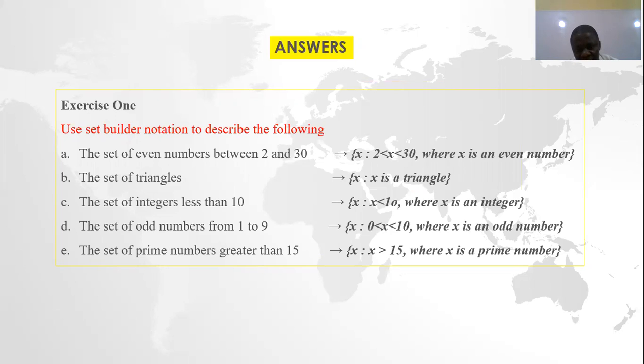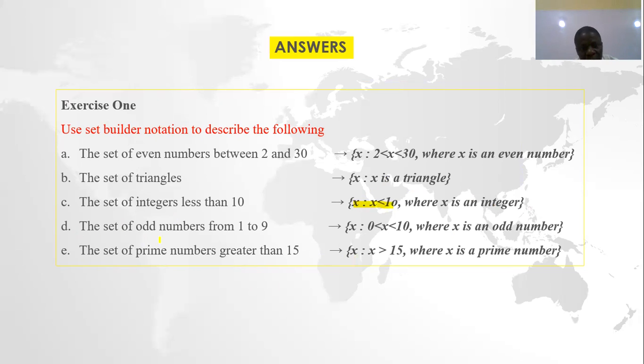This is the set of triangles. So we say x such that x is a triangle, because we have 4 types of triangle. So any of them fall under this description. C, the set of integers less than 10. So you say x such that x is less than 10, where x is an integer.